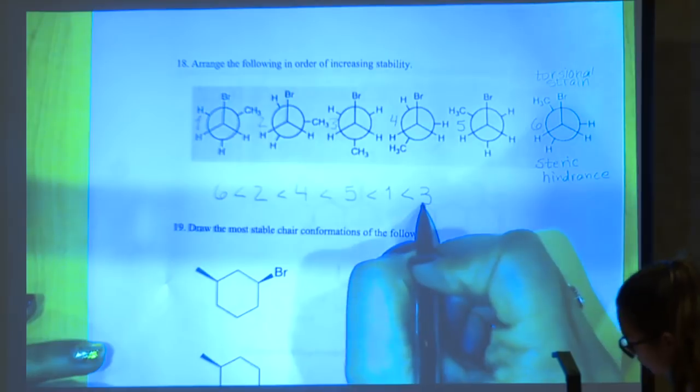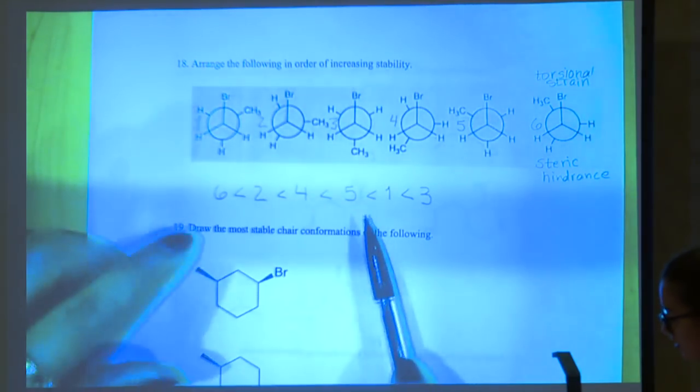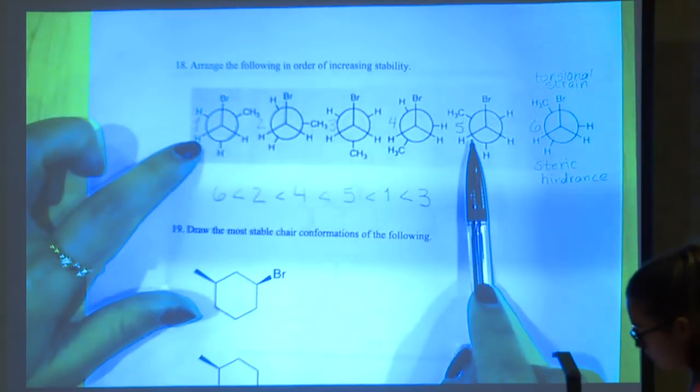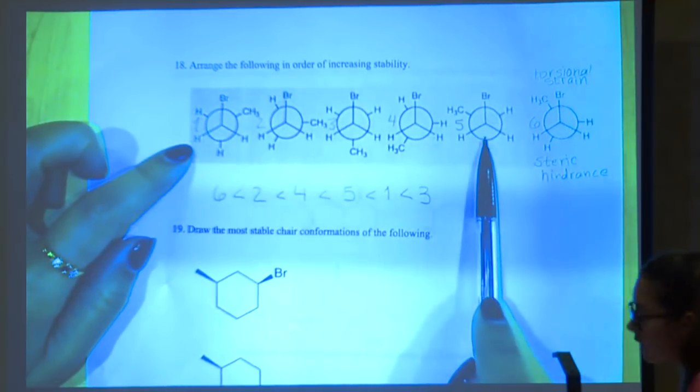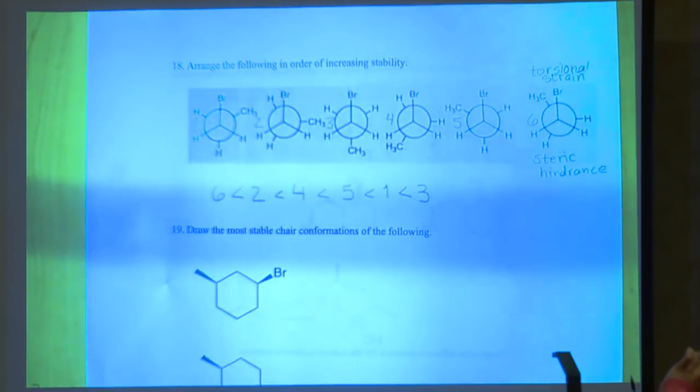Five, 1, 3. Okay. Now. Okay, 5 and 1. So that'll probably just be like enantiomers or something.